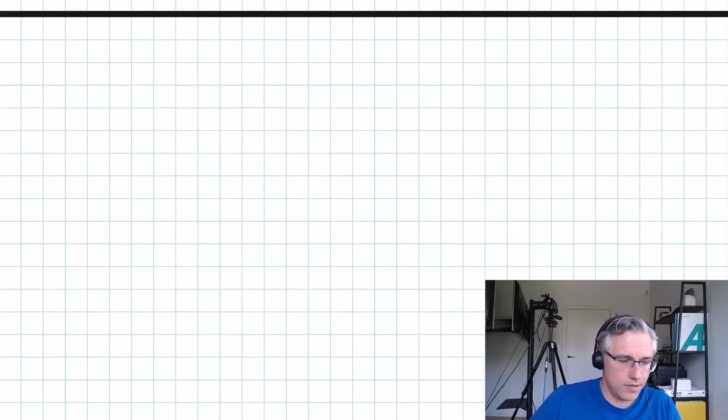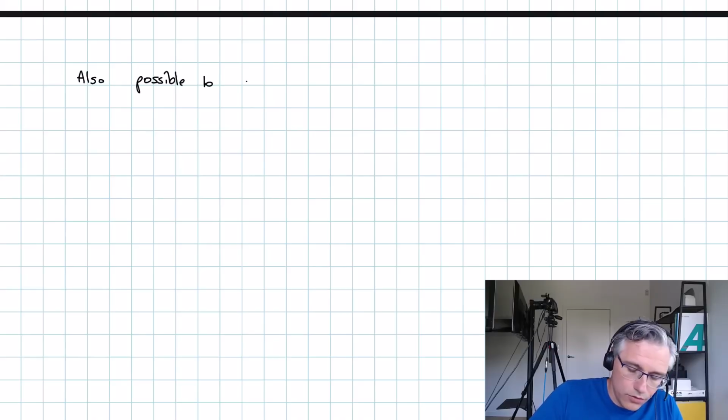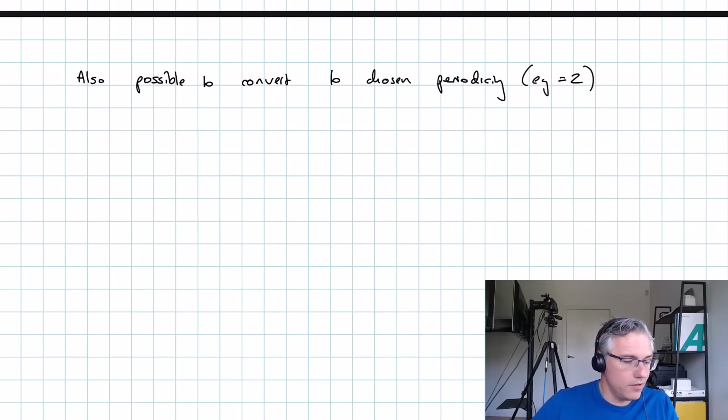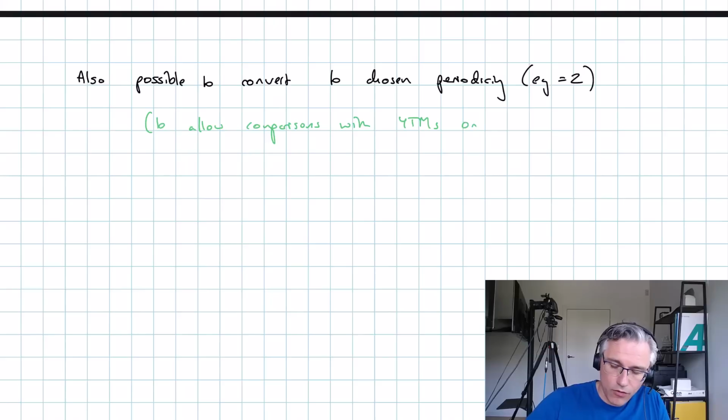I nevertheless want to show you how it's done. So let me say over here that it's also possible to convert to a chosen periodicity, e.g. a periodicity of 2, which you'll typically find in the US or in the UK, that's to allow basically comparisons, as I just say, with YTMs on bonds, which are computed very often on that semi-annual bond equivalent yield basis, right?